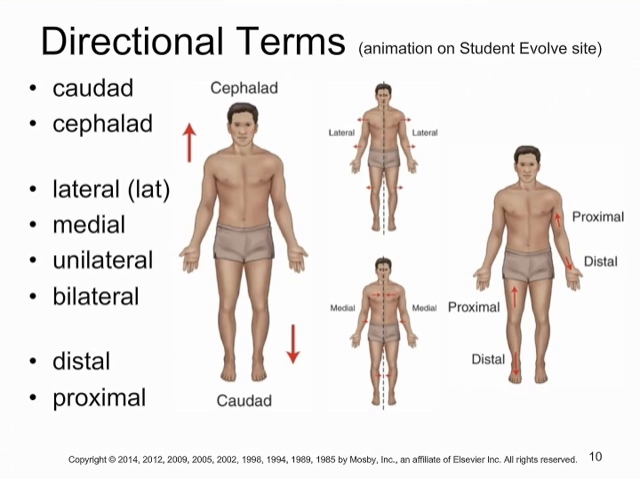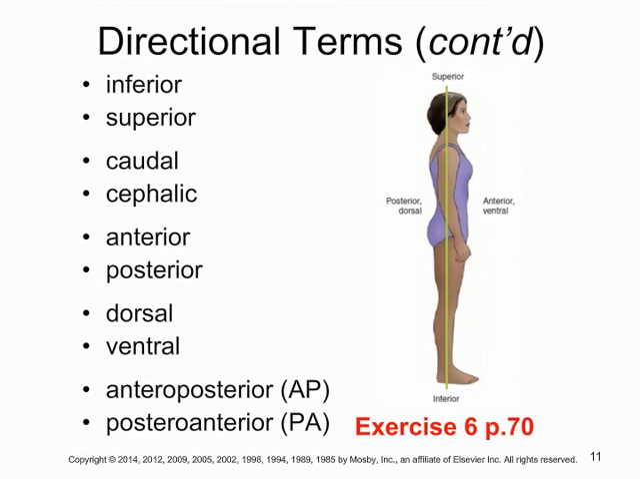Other terms, distal would mean away, usually from attachment of the body, and proximal meaning toward where the limb attaches to the main part of the body. Here we have inferior and superior, which means below or down and above. And similarly, you might see cephalad and caudad used interchangeably with these as well.